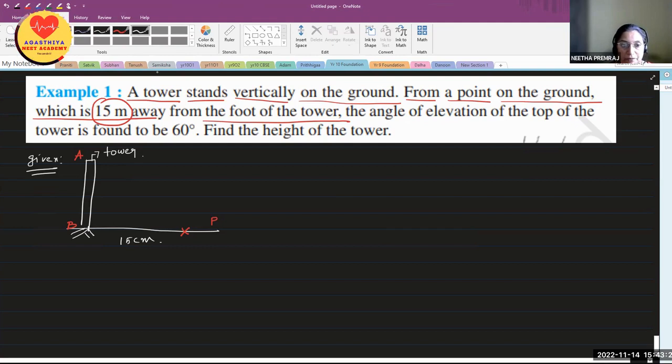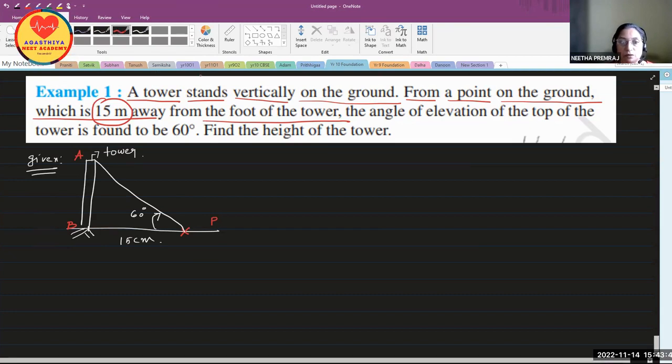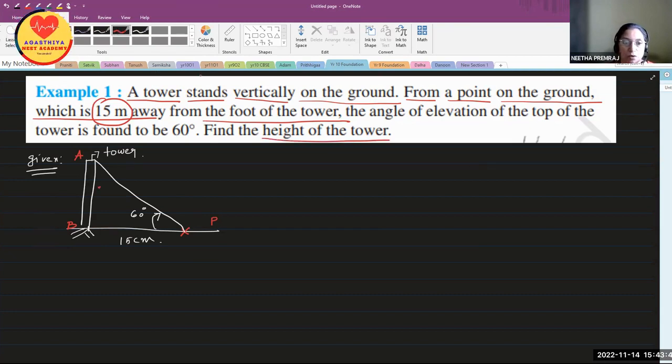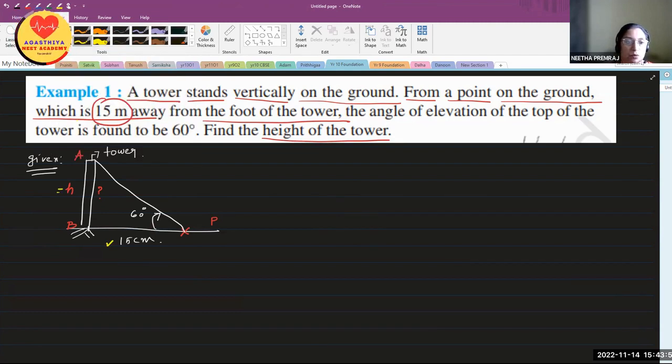So from here, if you join a line, one thing you should know: the angle must be measured from the horizontal line. That is 60 degree. Find the height of the tower. That is the question, so I keep the height as h. This measure is what you want to find out.